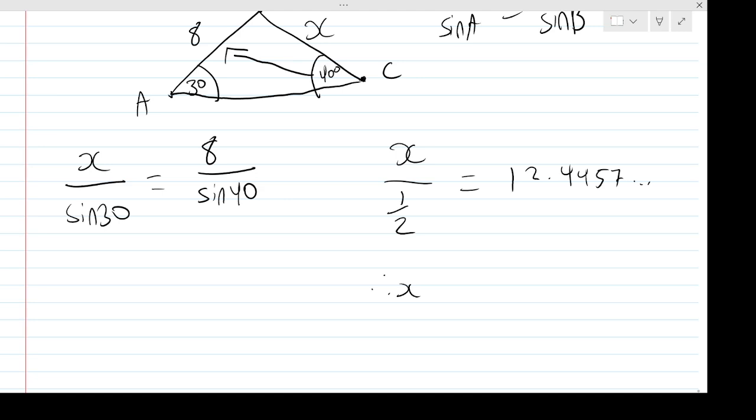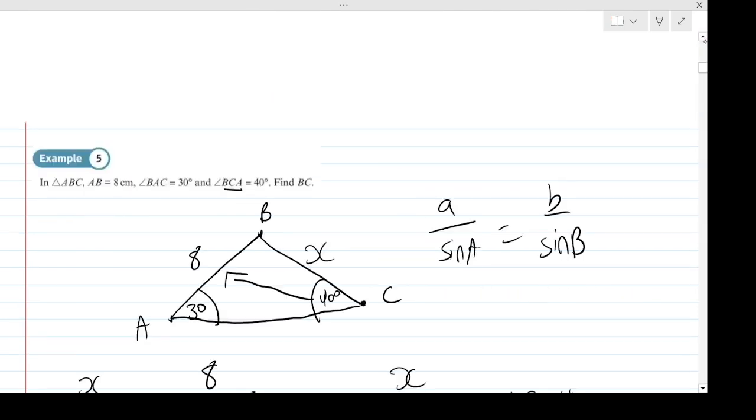And so then, x, if I times both sides by a half, I get that x is 12.4457 times a half, which is 6.222..., which I'd say is 6.2 centimetres to one decimal place, right? And there's my answer. Okay, cool.